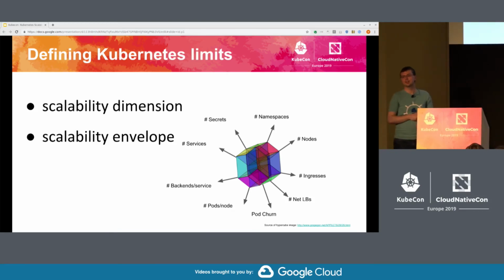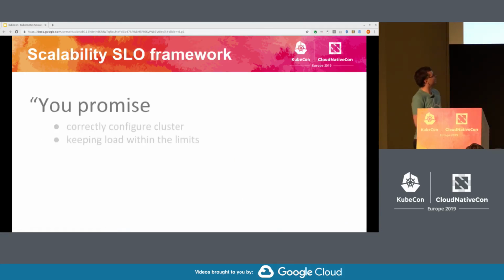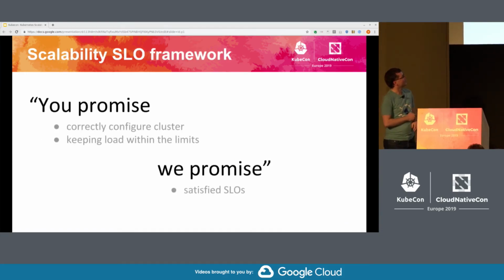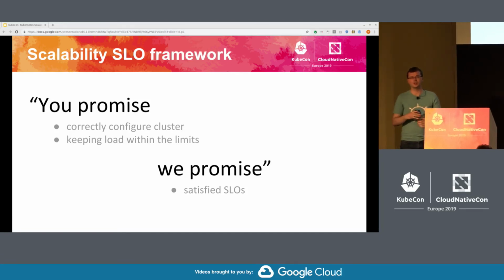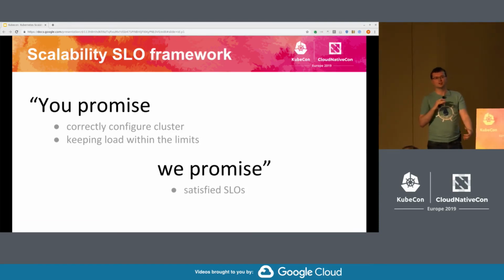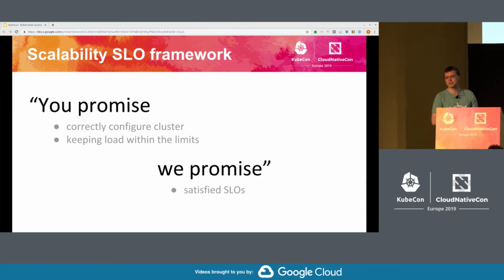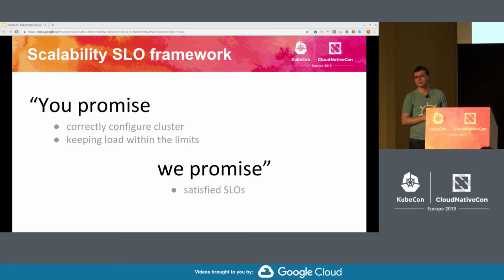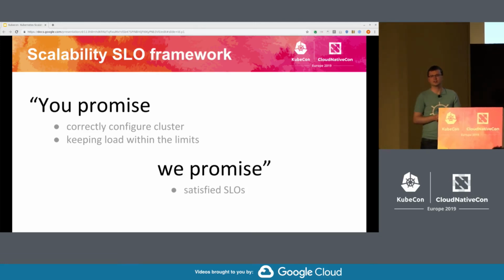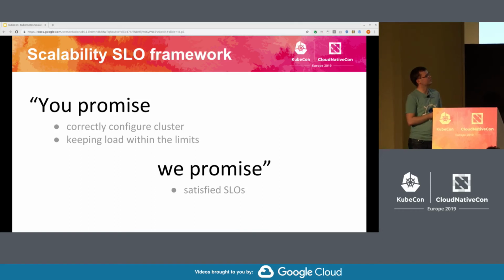Yes, so what I mentioned here is one of the dimensions, like number of nodes, right? So basically the size of the cluster. This is exactly what we are saying in this framework, that you need to keep your workload within the limits. We are saying that only if your cluster is within the limits that we support, currently 5,000 nodes, only then do we promise that the SLOs will be satisfied. Was that the question, right? Okay. Yeah, so this is basically this part.